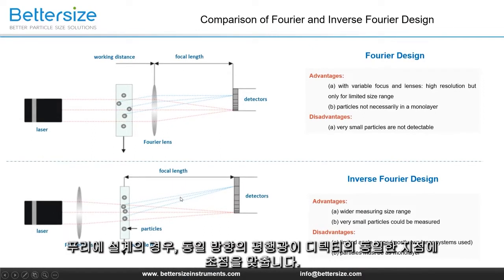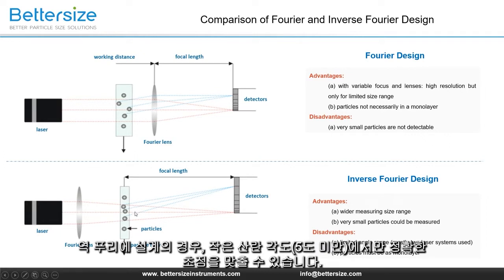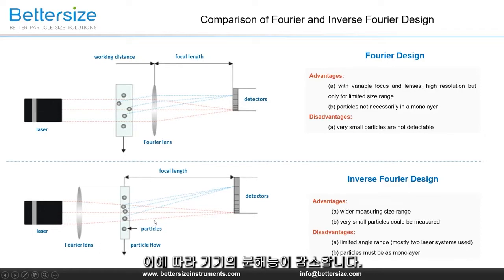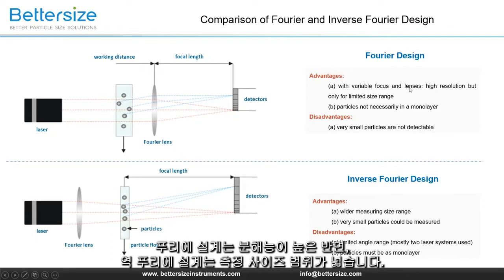For Fourier design, parallel light with the same direction will focus on the same point of the detector. For inverse Fourier design, accurate focusing can be achieved only at a small scattering angle, less than 5 degrees. As the scattering angle increases, the focusing error becomes larger, because a specific position on the detector does not correspond to a specific scattering angle, thereby reducing the resolution of the instrument. Both designs have their own advantages. Fourier design has higher resolution, whereas inverse Fourier design has wider measuring size range.